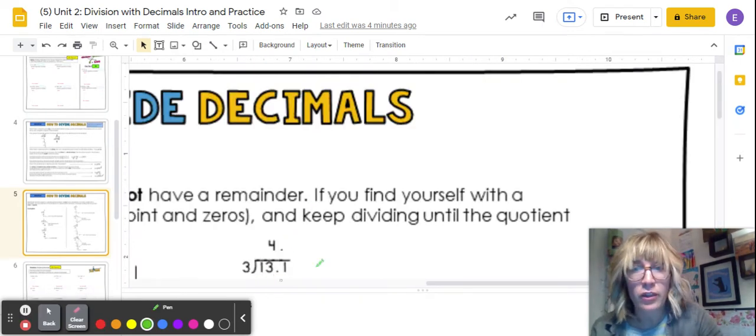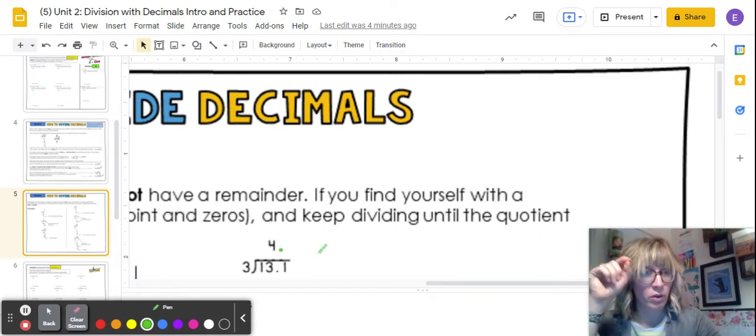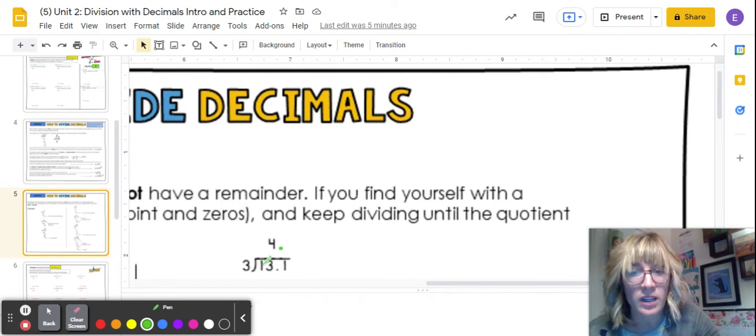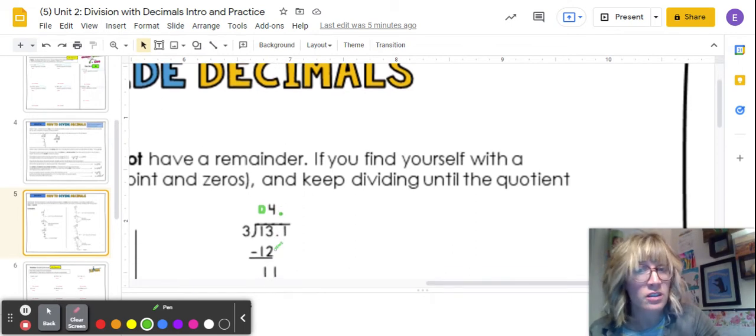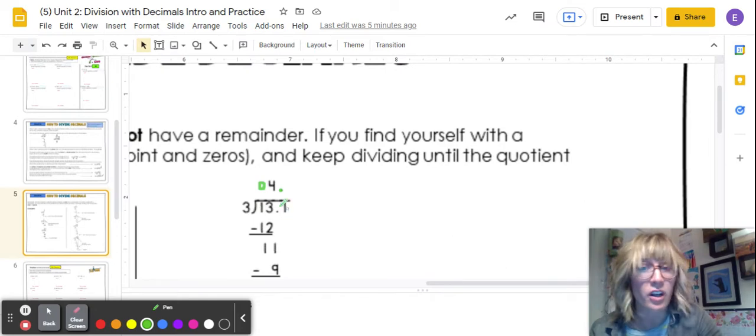So if we do another example, we could say 13.1 divided by 3. Let's figure it out. We start by bringing our decimal point directly up from where it started into our quotient zone. How many times does 3 fit into 1? 0 times. But how many times does it fit into 13? 4 times, which is 12. When we subtract, we get 1. When we drop down the digit, we get 11.